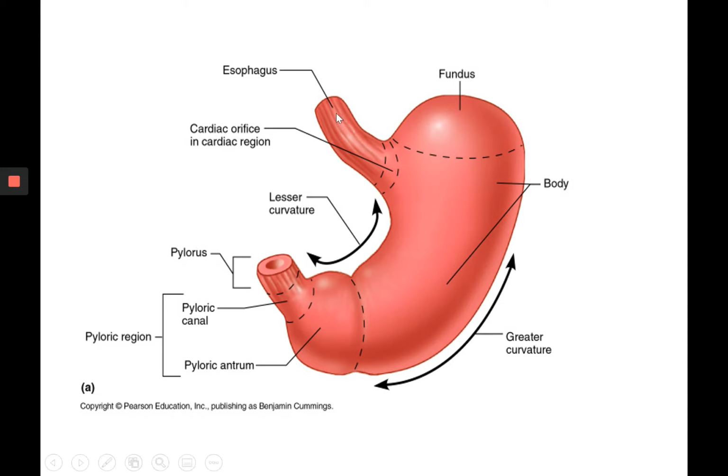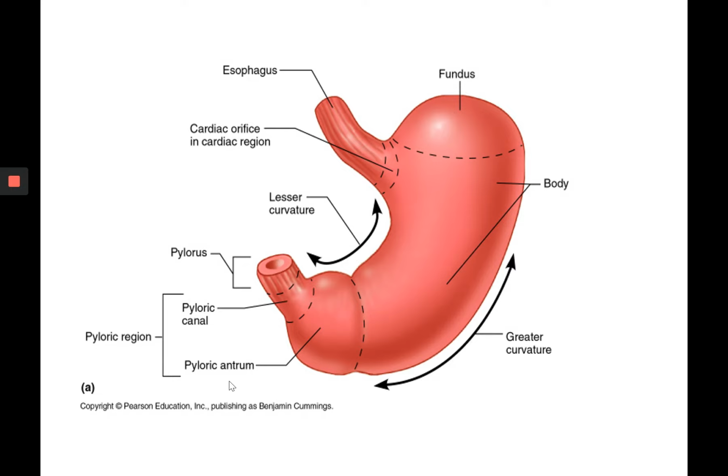The area where the esophagus meets the stomach is called the cardia. This would be where the cardiac sphincter is located, also called the gastroesophageal sphincter. The area above where the esophagus meets the stomach, this domed region, is called the fundus. The main portion of the stomach is called the body, where we have narrowing at the base of the stomach near the pyloric sphincter is the pyloric antrum. We have even further narrowing to the pyloric canal, and that leads us to the pylorus. This narrowed region of the stomach past the body is called the pyloric region.